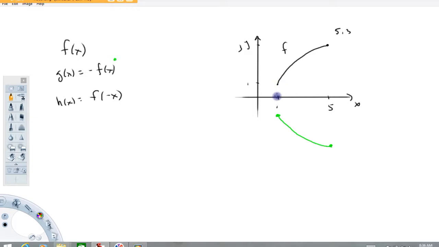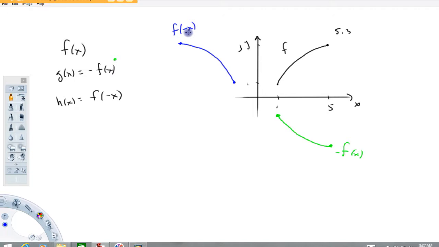So this point right here, which was the point 1, 1, I'm going to do this one in blue. This is going to go to the point minus 1, 1. This point 5, 3 is going to go to the point minus 5, 3. All these points would actually shift. Just doing the endpoints, giving us a sketch that looks kind of like that. So this one right here is minus f of x. This one in blue is f of minus x, meaning that you're changing the sign on the input.